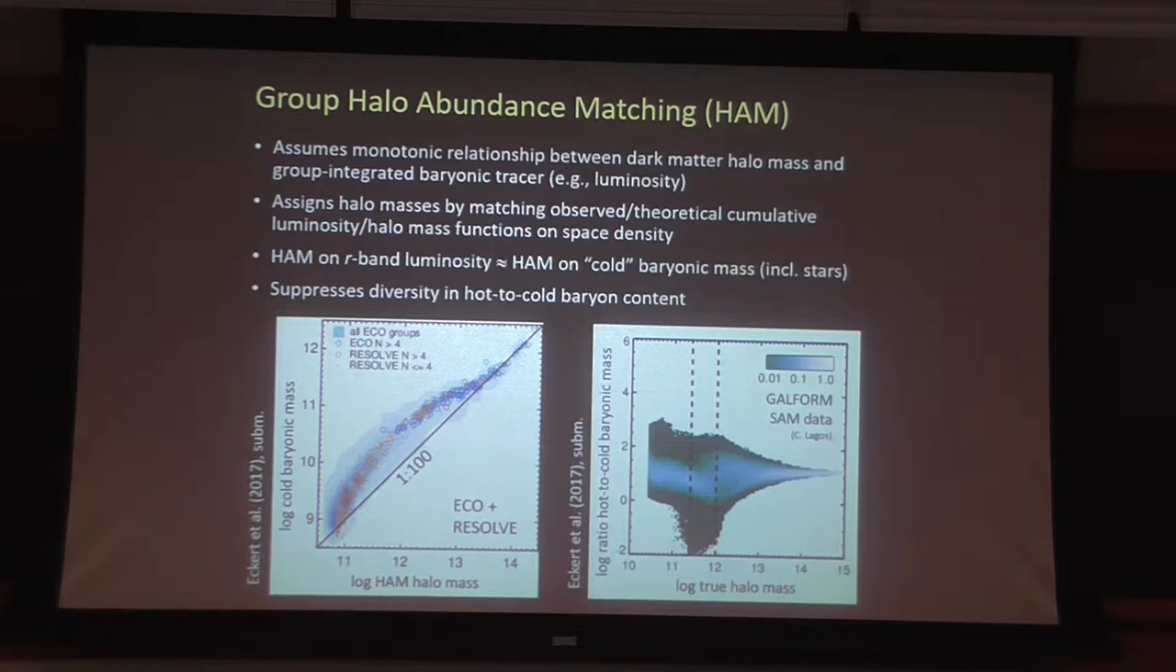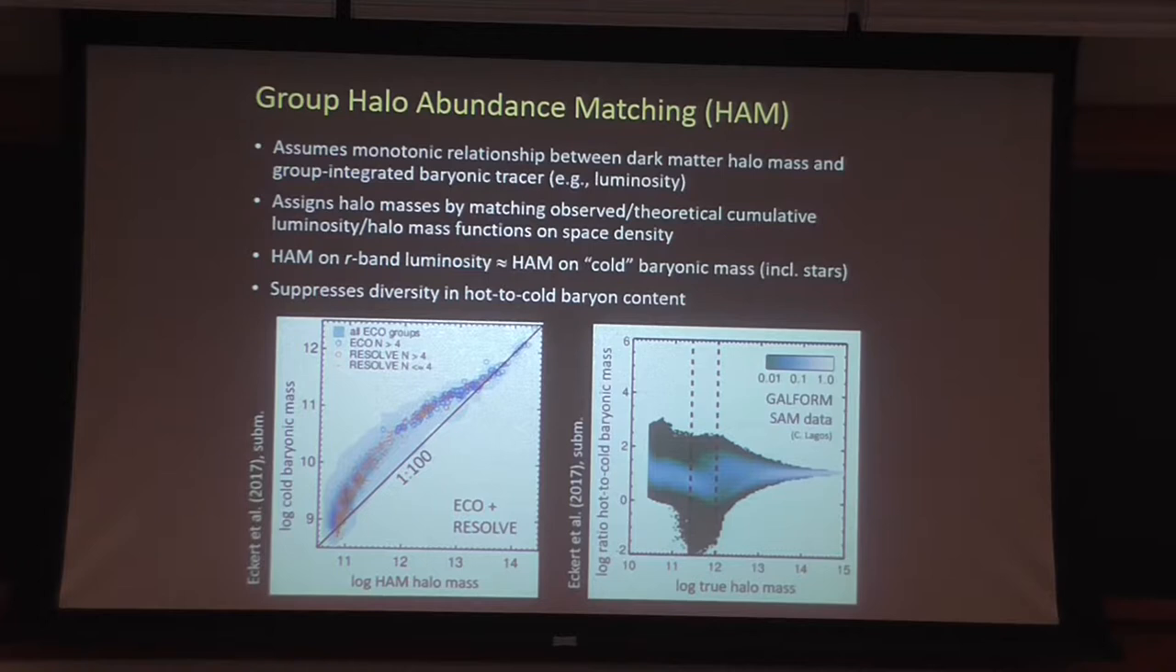So the cumulative luminosity function and the cumulative halo mass function, we match these from the top down on space density. So we're essentially saying, from the top down, if the space density of dark matter halos at least this massive is some value, then we go over and find an integrated luminosity level where the cumulative space density in the universe is going to be that same value, and assign all the halos with that integrated luminosity the same halo mass from the cumulative halo mass function.